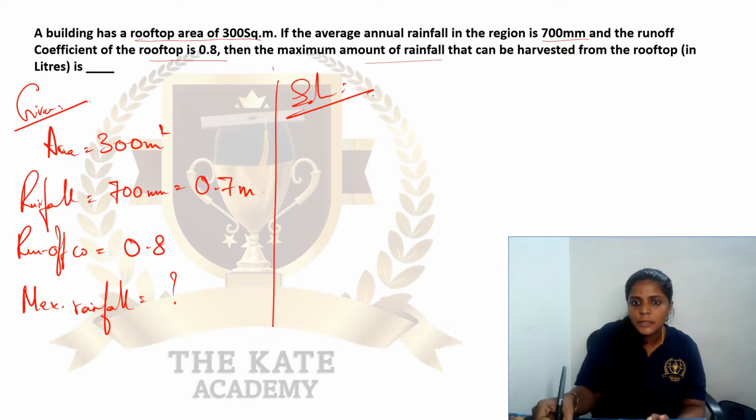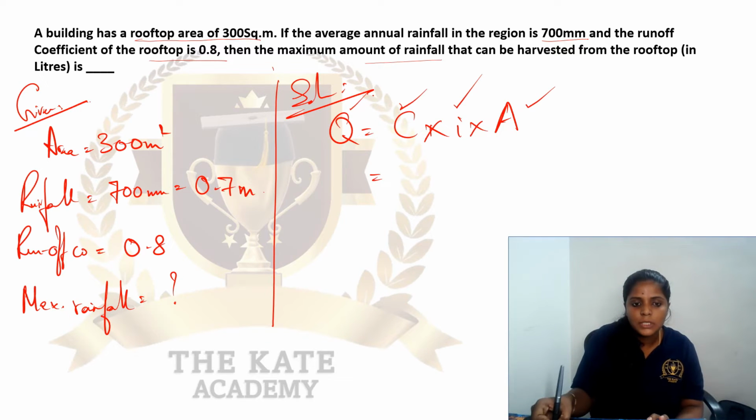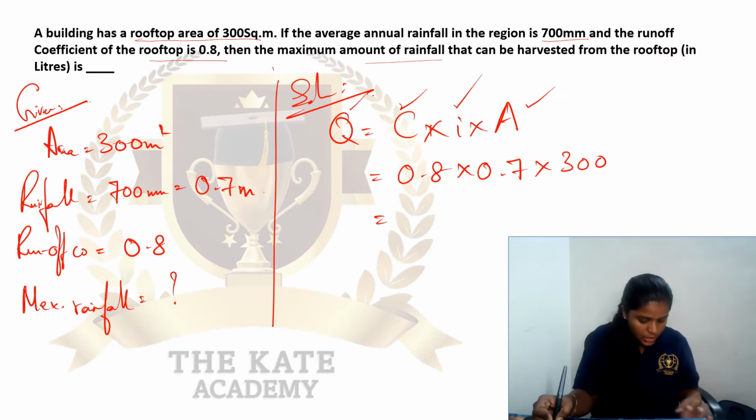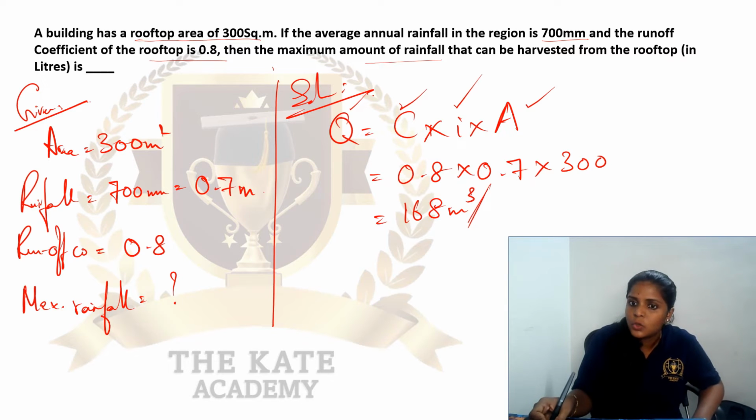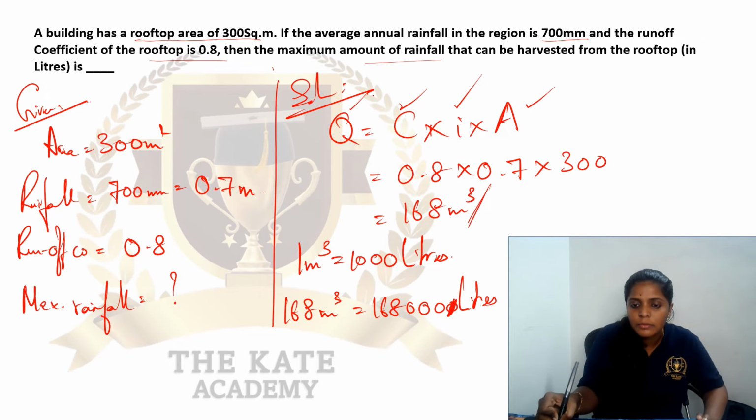So the solution for it is, we know Q is equal to C into I into A. This is your formula: quantity of rainfall, runoff coefficient, intensity of rainfall, and the rooftop area. So the coefficient is 0.8, intensity is 0.7, area is 300 meter square, which gives you a value of 168 meter cube. Now, does your answer end here? No. They have asked us in liters. We know that 1 meter cube is equal to 1000 liters. So how many liters for 168 meter cube? That becomes 168 into 1000 liters. So 1,68,000 liters is your final answer.